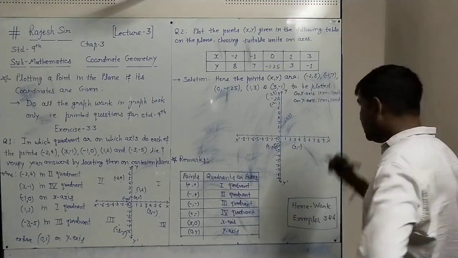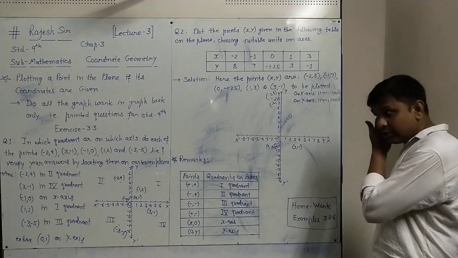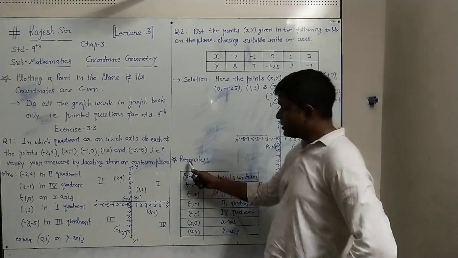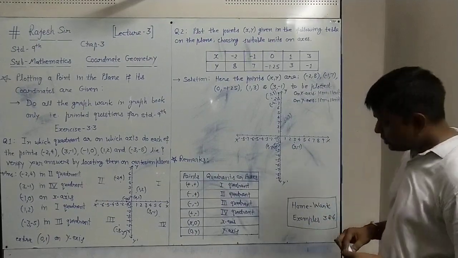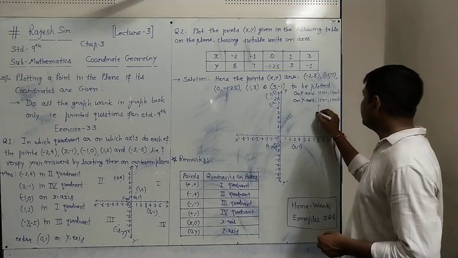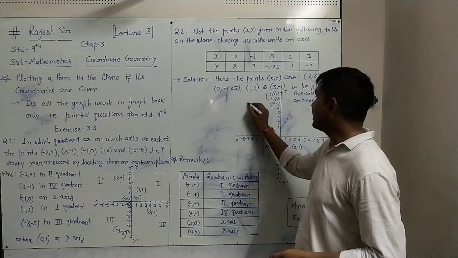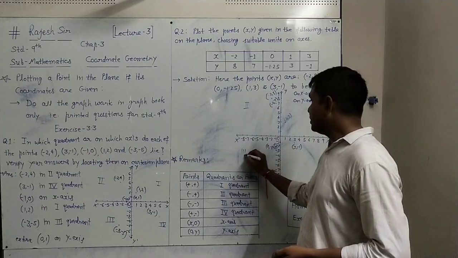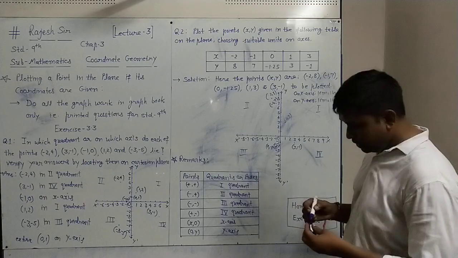Here also are the points we have plotted, and the question is this. Something we have to note down comes in remarks. What is the remark here? If you see here also, this is the first quadrant, as we have seen in the last lecture. This is called the second quadrant, this is called the third quadrant, and this is called the fourth quadrant. What is to be noted here?